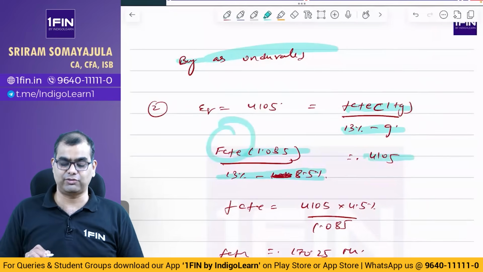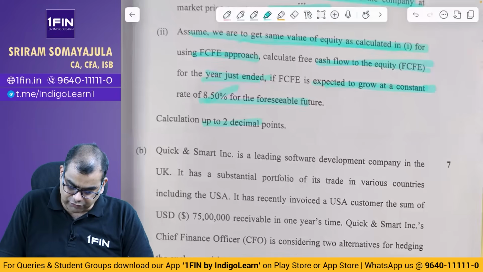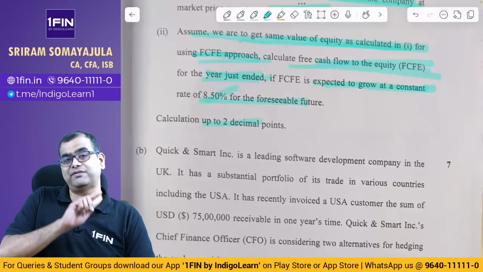Find out FCFE. That is basically the question. They have asked you to find out FCFE, not FCFE 1. Assume you have the same value for using FCFE. Calculate free cash flow for the year just ended. So they are asking FCFE 0.